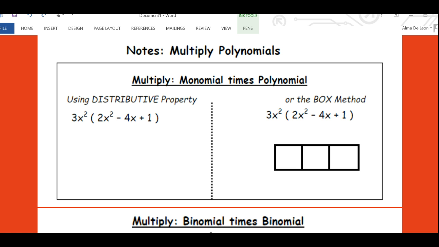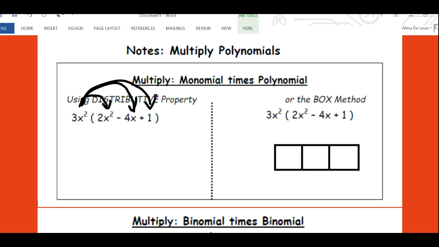Remember, it's called the monomial because it's only one term, times the trinomial, 2x squared minus 4x plus 1. And remember, that's called the trinomial because you have three terms. And you guys should be familiar with the distributive property. Since 3x squared is in front of the parentheses, I'm going to distribute it to everything inside the parentheses.